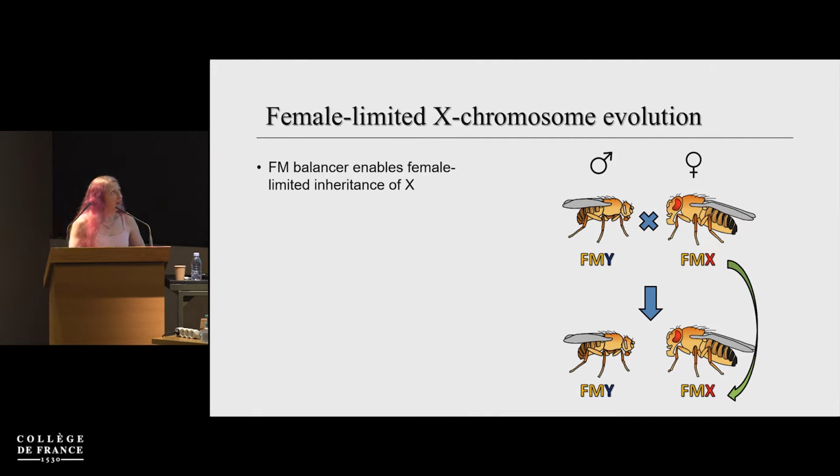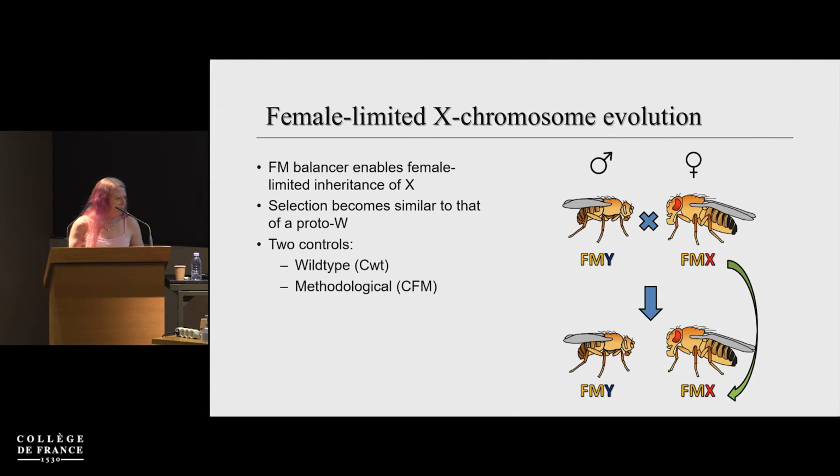So by mating an FM/Y male with an FM/X female, you can cause this wild-type X chromosome to go from mother to daughter over and over again and never be expressed in males. Right, and so the selection here becomes somewhat similar to that of a proto-W.